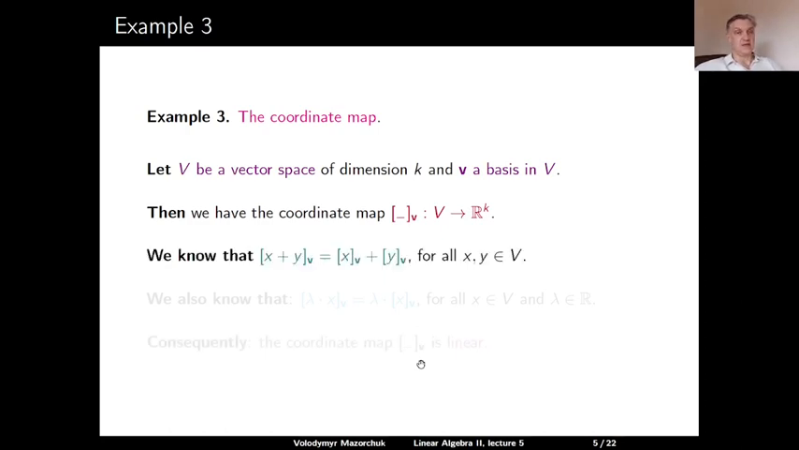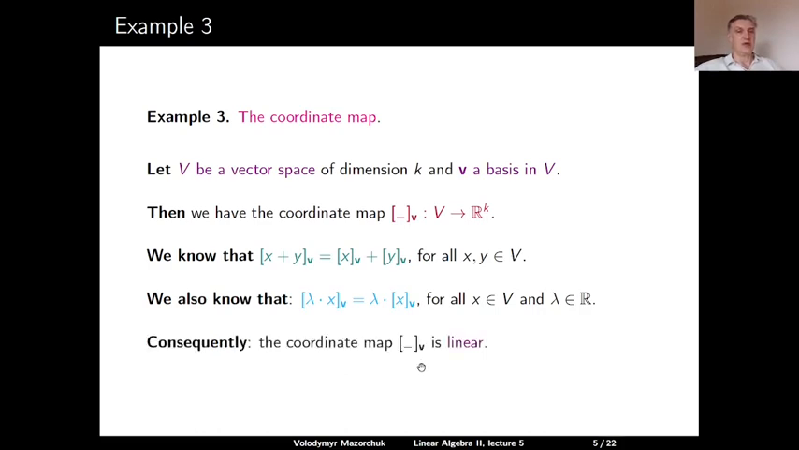And we have seen that the coordinates of the sum x plus y with respect to V are equal to the sum of the coordinates of x and the coordinates of y for any x and y in V. And we have already seen that the coordinates of lambda x with respect to V are equal to lambda times the coordinates of x with respect to V for any x and for any lambda. So this means that the coordinate map is a linear map.